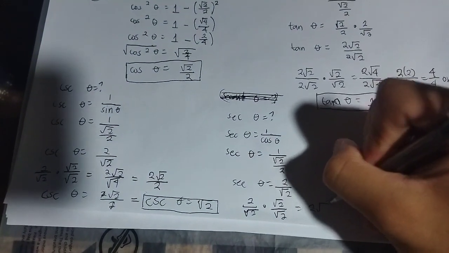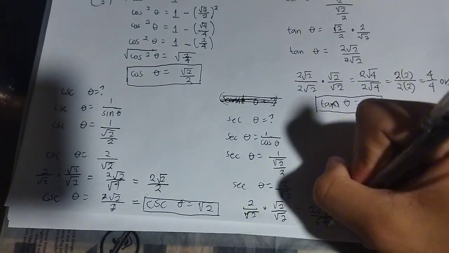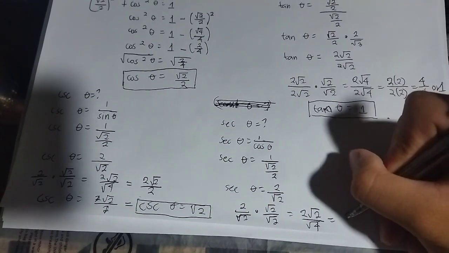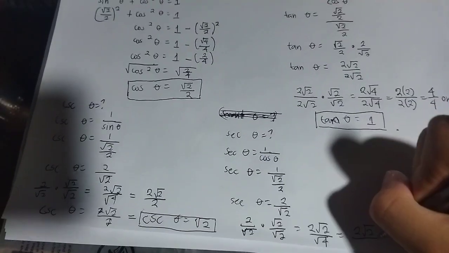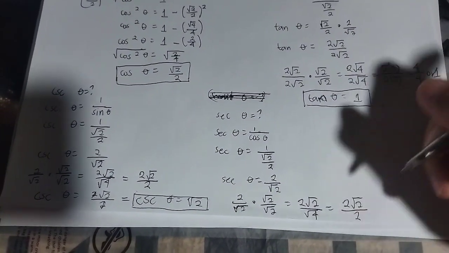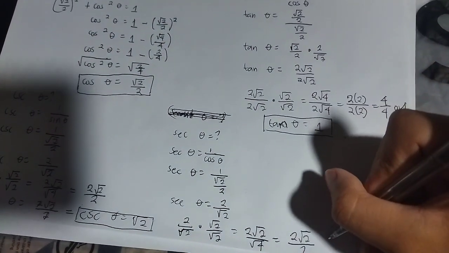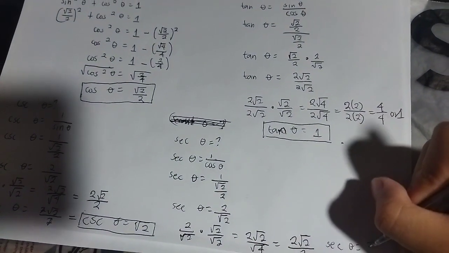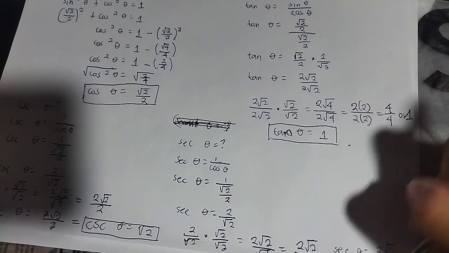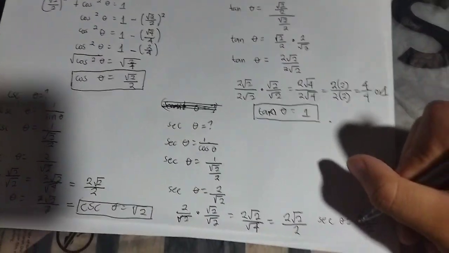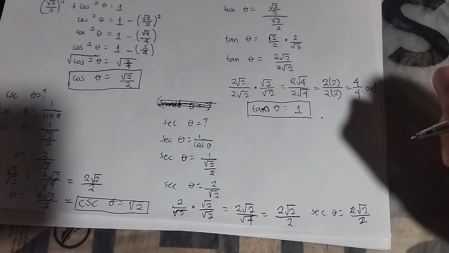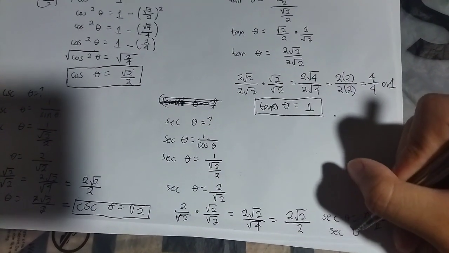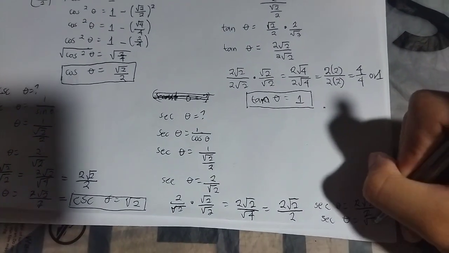So we have 2 square root of 2 over square root of 4. Then copy that 2 and square root of 2. Then the square root of 4 is equal to 2. So therefore, the secant is equal to 2 square root of 2 over 2. Then divide it into 2, or cancelled out. So we have secant theta is equal to square root of 2.